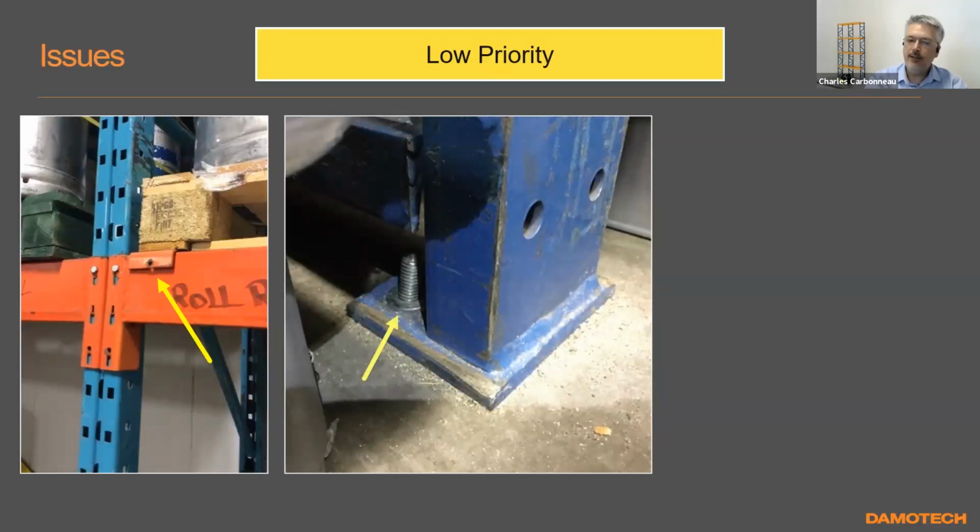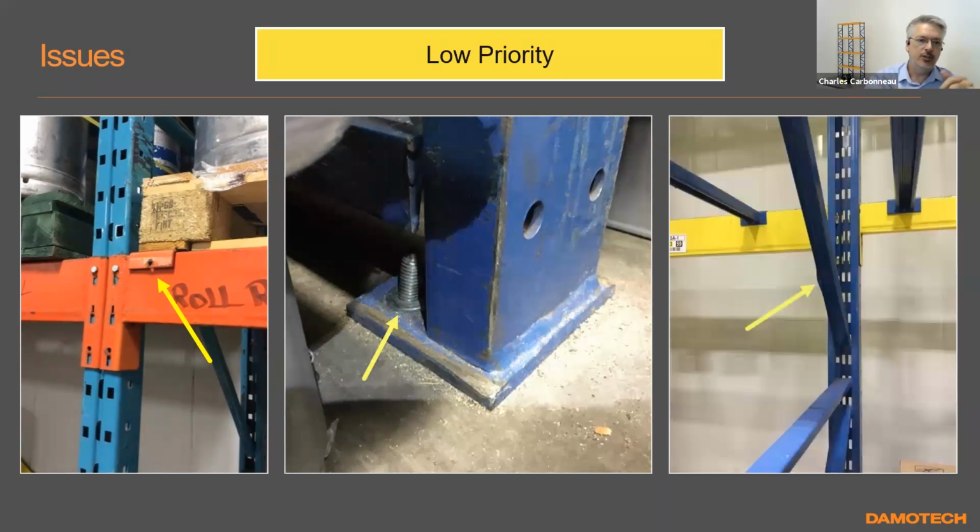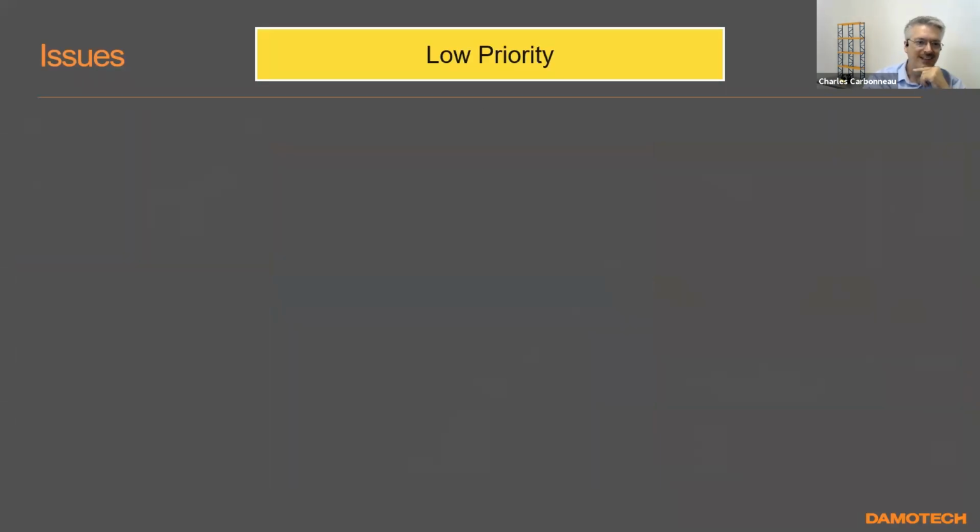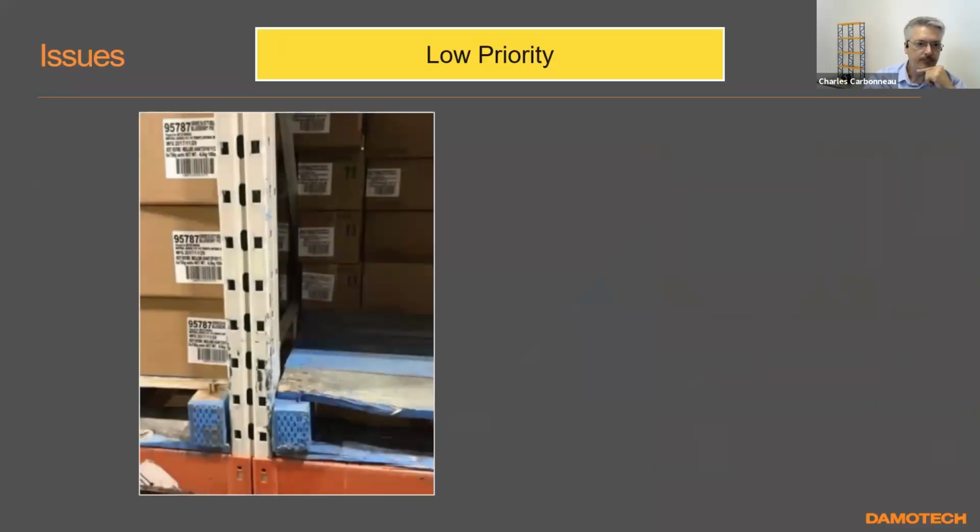Missing nut here, that's an easy fix. If it's in a non-seismic zone, which I assume it is, there's no real uplift for that upright. So just come in, put the nut. On the right, we have a deformed lip of a brace, also a low priority issue. If I'm not in a seismic zone, it's not going to be solicited much.